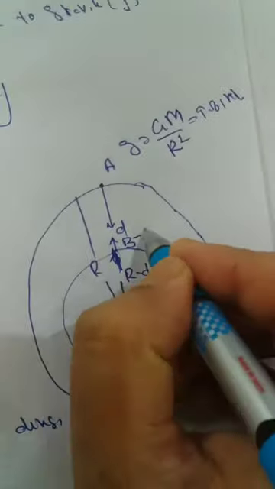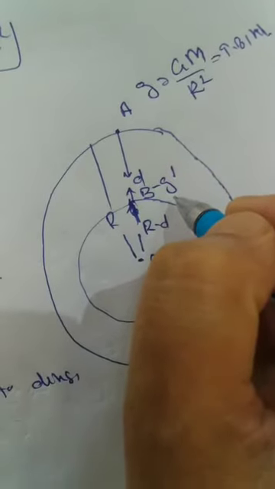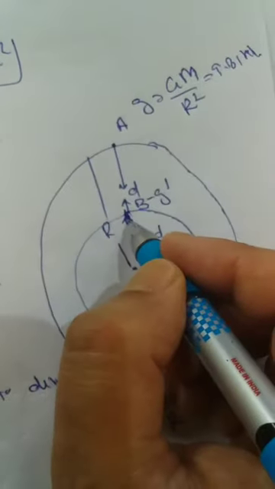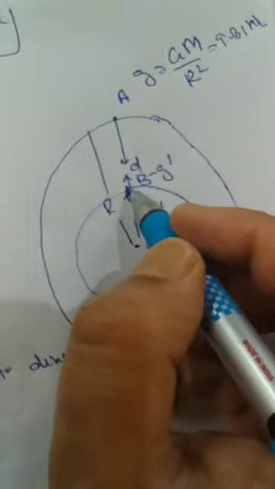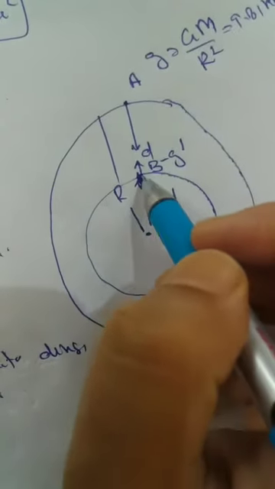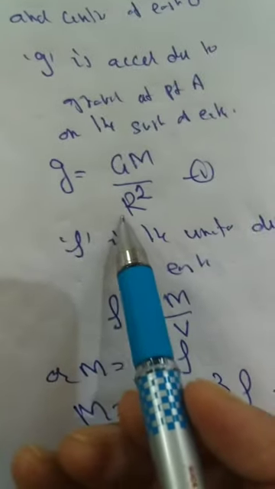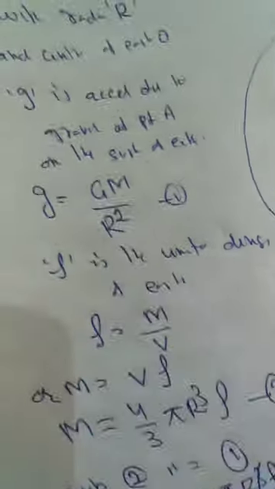Now, along similar lines we can move ahead. Suppose g dash is the acceleration due to gravity at a point B at a depth d below the surface. That means when we move a distance d towards the center of the earth, we take a point B here, and g dash is the acceleration due to gravity there. Why does it not become g? Because its value goes on changing due to r, as it depends on r as well as m.